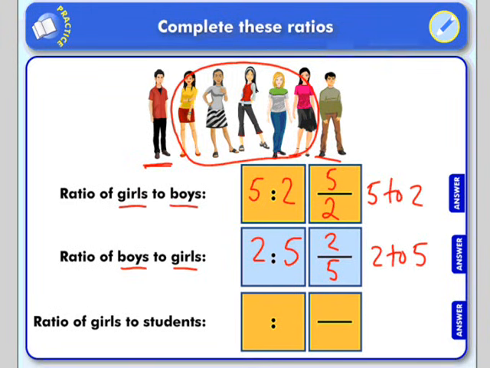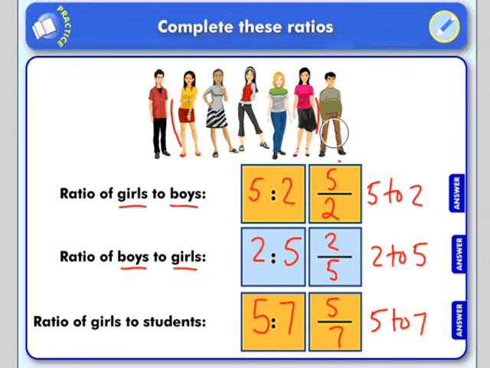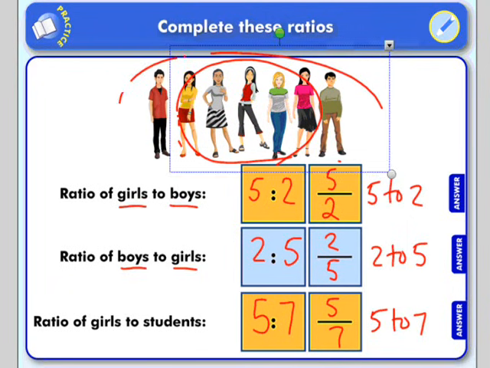The ratio of girls to students. Well, there are 5 girls and total students there are 7. And we can write that 3 different ways, 5 to 7. Now is that part to part or is that part to total? Well, we're comparing the girls, which is a part, to the total number of students in the class. So that's a part to total ratio.